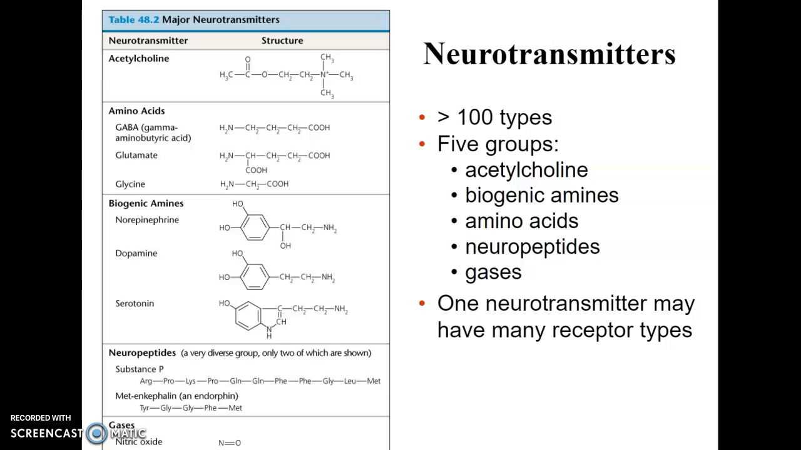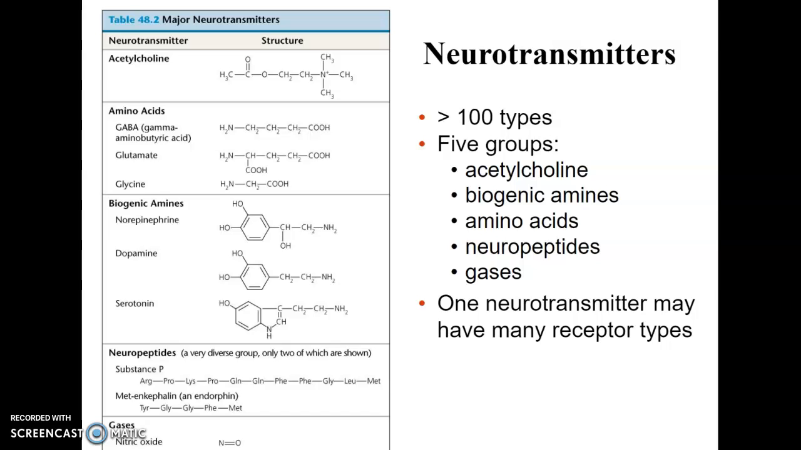So there are many different kinds of neurotransmitters: acetylcholine, some amino acids like glutamate and GABA, or gamma-aminobutyric acid. So glutamate is the major excitatory neurotransmitter in the brain, and GABA is the major inhibitory neurotransmitter in the brain. It could be biogenic amines, neuropeptides, even some gases like nitric oxide.